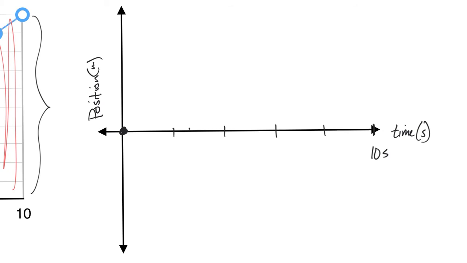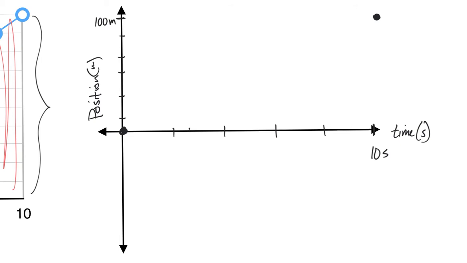Now, I don't know as much about the middle. I don't have as much information, but I do know that after 10 seconds, the object will be 100 meters away. Now that means over here, I have to find a way to connect these two dots, and it will not be a straight line.